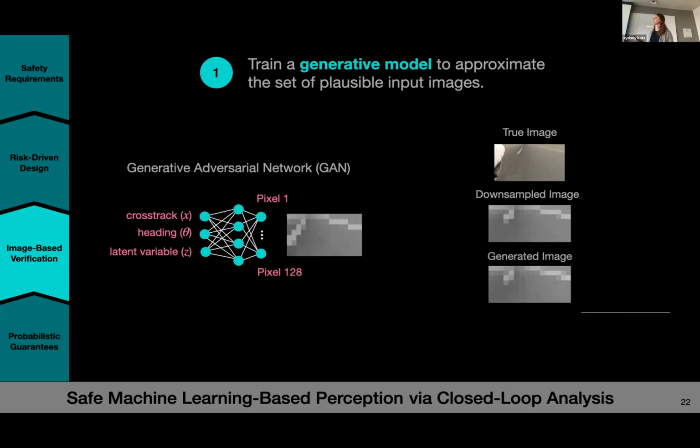To see what this looks like in practice, here's a sample trajectory where on the top and middle, I'm showing the true full-res and downsampled images for this trajectory. And on the bottom, I'm showing the closest corresponding generated image. And so you can see that, at least visually, there's pretty good agreement between these generated and true images.